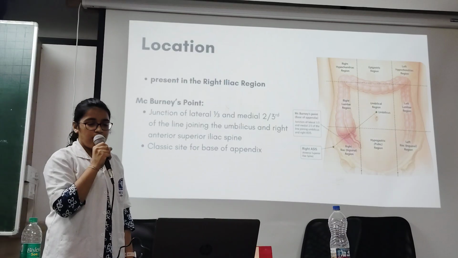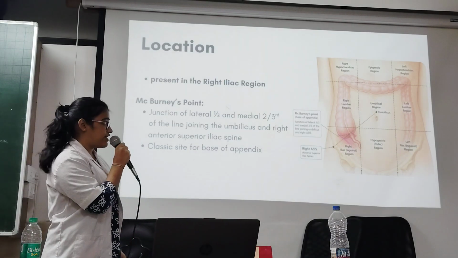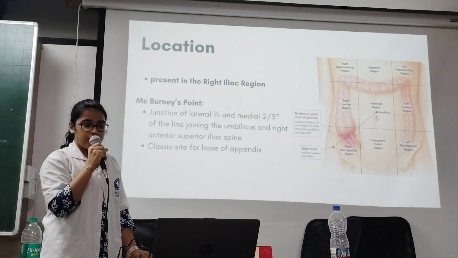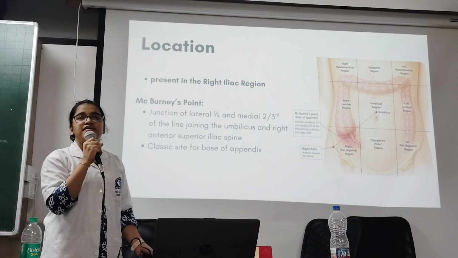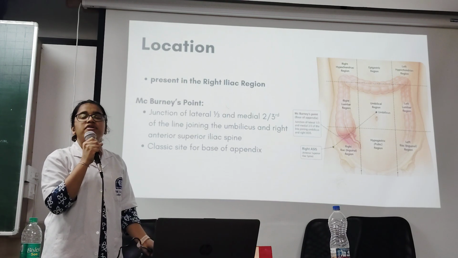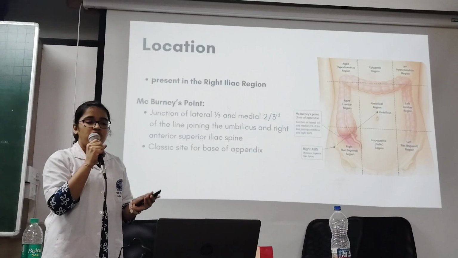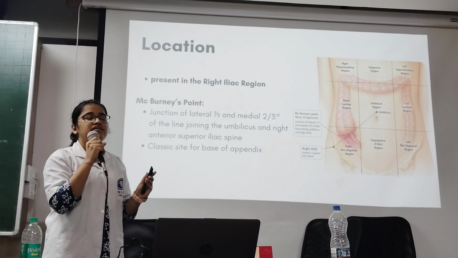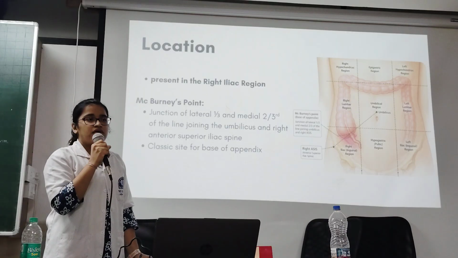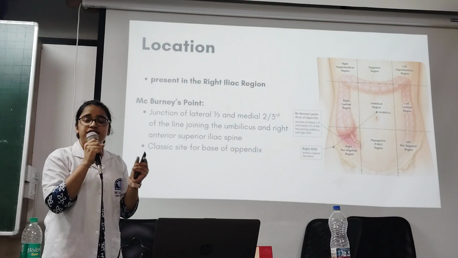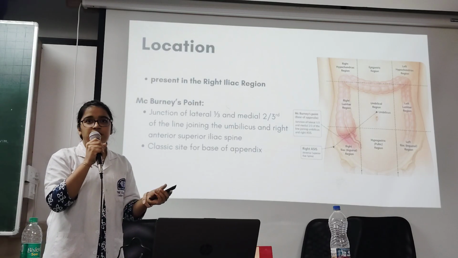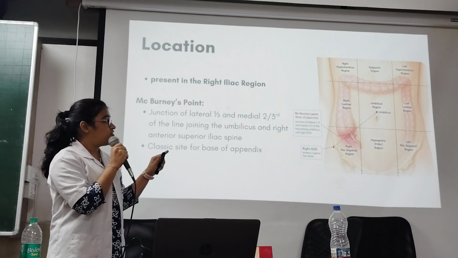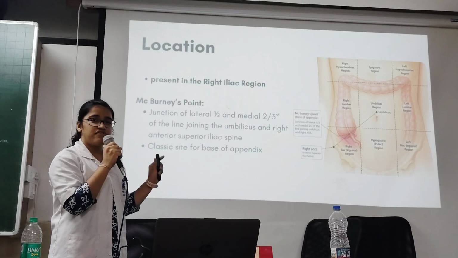So as we all know, the appendix is present in the right iliac region, and one of the most important points related to the appendix is McBurney's point. McBurney's point is present on the line joining the umbilicus and the right anterior superior iliac spine. This point is such that lateral to it is 1/3 part and medial to it is 2/3 part. It is just below this point that the base of the appendix is present.